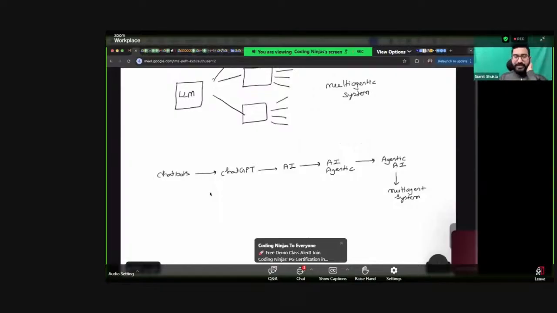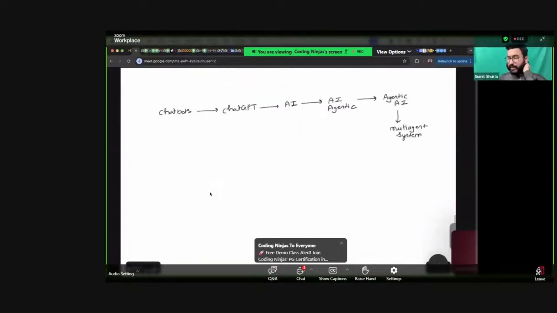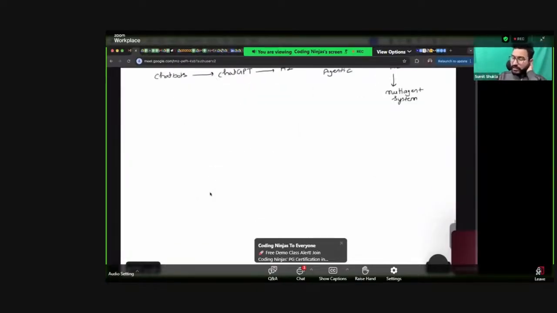But there is a problem. You must be thinking, "Naukri kidhar hai?" Where is the job now? So let's understand the job market now.